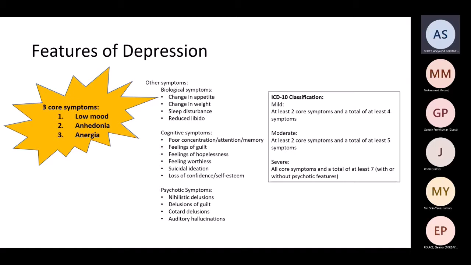And then there's the ICD-10 classification. For mild depression, you have to have at least 2 of the core symptoms and at least 4 symptoms in total. For moderate, you have 2 of the core symptoms and at least 5 symptoms in total. And for severe, you've got all the core symptoms and at least a total of 7. You don't have to have psychotic features. I don't think for first year you really need to memorize mild, moderate and severe, but it's quite easy just to remember that if it's severe, you've got all 3 of the core symptoms.